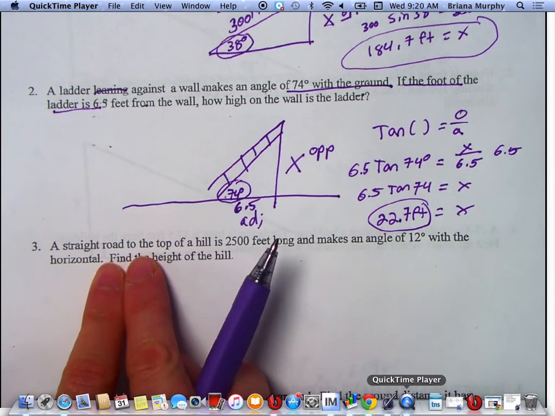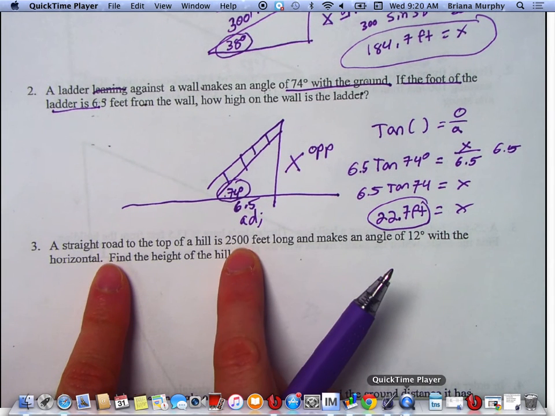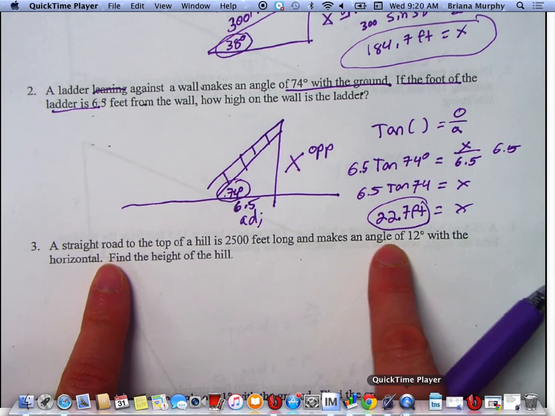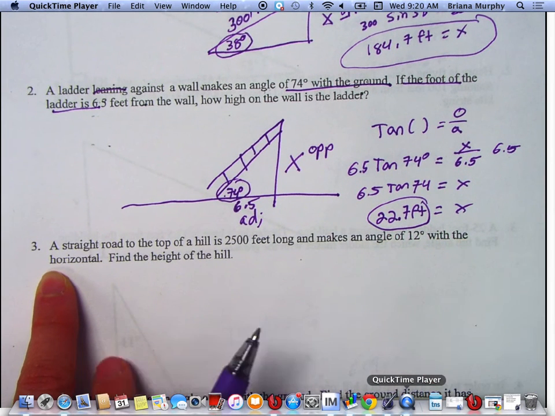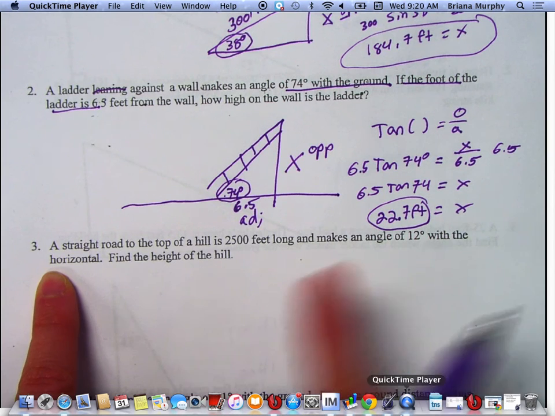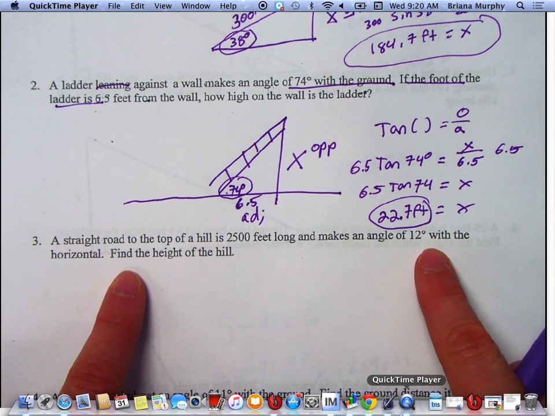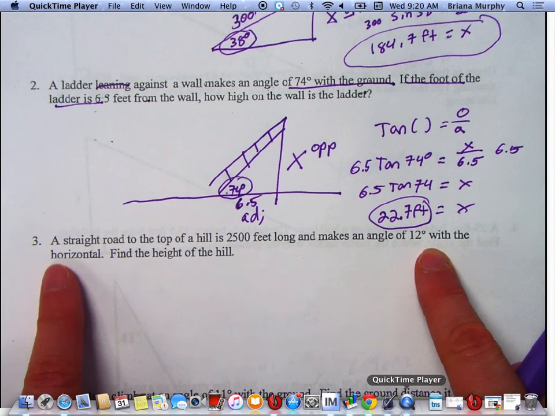A straight road to the top of the hill is 2,500 feet long. It makes an angle of 12 degrees with the horizontal. Horizontal's this way, right? Okay? Of 12 degrees. So the road and the horizontal makes an angle of 12 degrees.